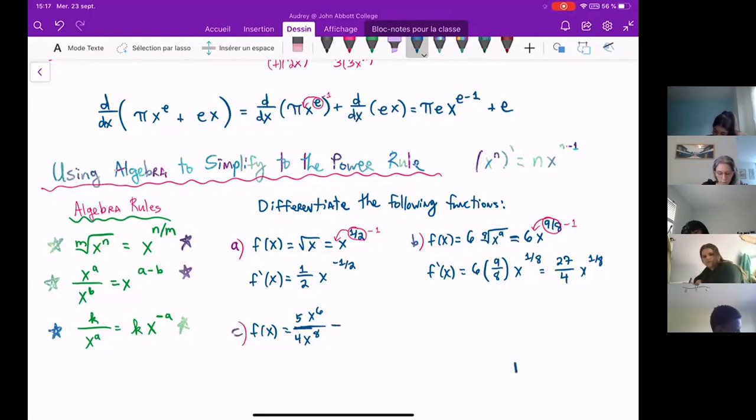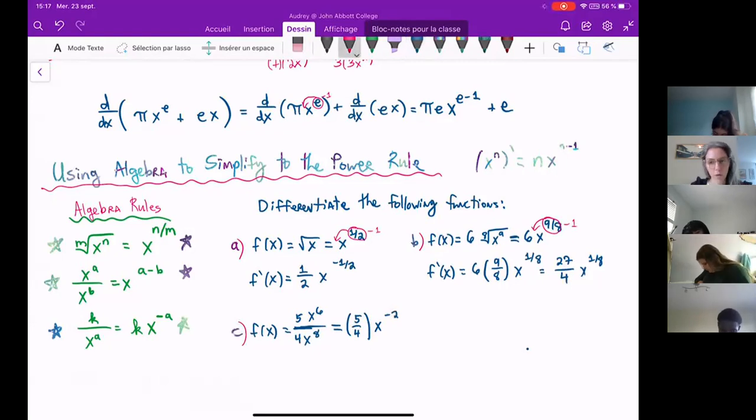So that 5 over 4, I have 5x to the 6 over 4x to the 8. That 5 over 4 doesn't matter, so I'm going to stick it out front. And I need to just have x to a power. What will be my new power of x? x to the negative 2. You got it, 6 minus 8.